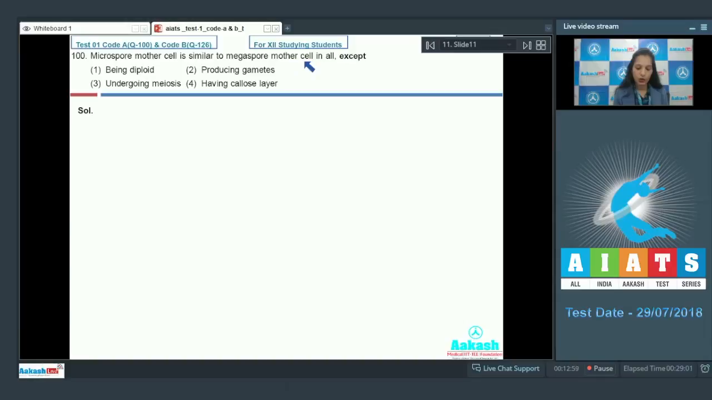Microspore mother cell is similar to megaspore mother cell in all except being diploid. Both microspore mother cell or the pollen mother cell and the megaspore mother cell are diploid. So both are diploid. Produces gametes. Yes, both produce gametes. So it is also correct. Undergoing meiosis. Yes, both PMC and MMC undergo meiosis to produce gametes. Having callose layer. No, microspore mother cells are associated with each other with the help of callose layer. But megaspore mother cell is the only cell which produces megaspores. So this is incorrect. So the correct option for this question is option number 4.